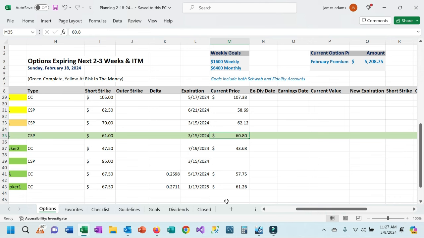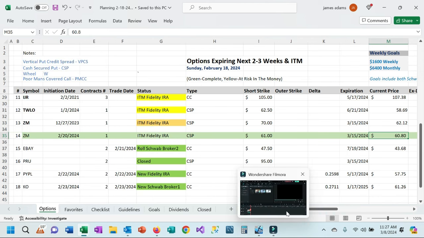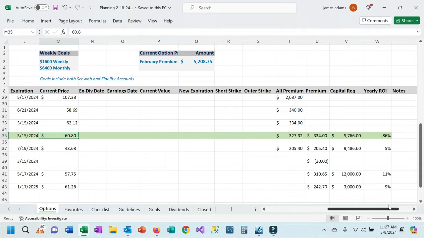You'll notice this is one contract, whereas the one I just did was two. But in this instance, I brought in 334, and here's the required capital: the 6,100 minus the 334, I believe. And then it was an 86% return, which is really high for a cash secured put. I can see these kinds of returns typically for a vertical put credit spread, but in this instance, it's pretty surprising you can get that kind of return.